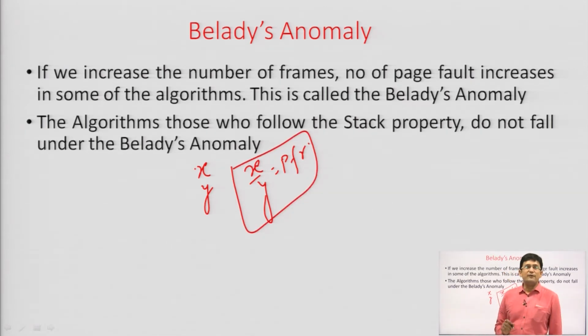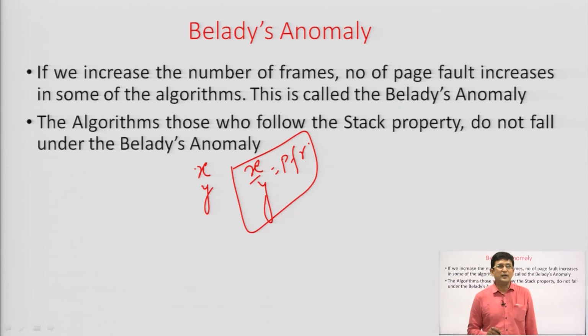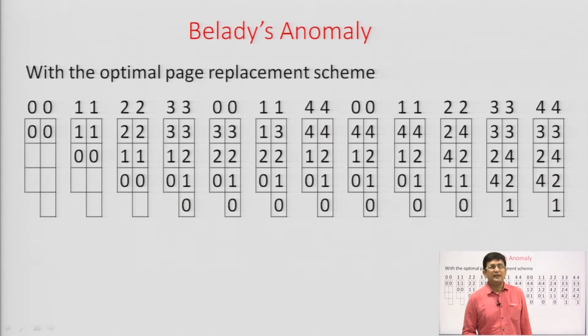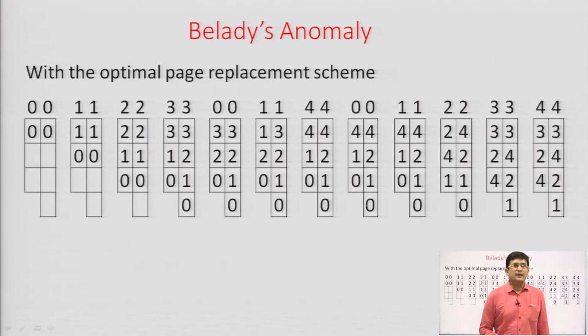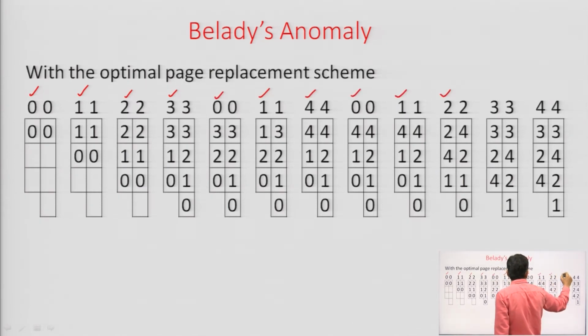Now, we will see today Belady's anomaly. To understand what Belady's anomaly is, let us take a numerical and see how the page replacement will work once with 3 frames, and then again with 4 frames. Let us say the reference string is 0, 1, 2, 3, 0, 1, 4, 0, 1, 2, 3 and 4. Let us say we have 3 frames and we are doing the page replacement with the optimal scheme.